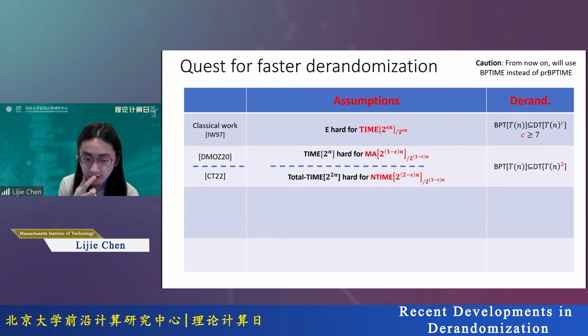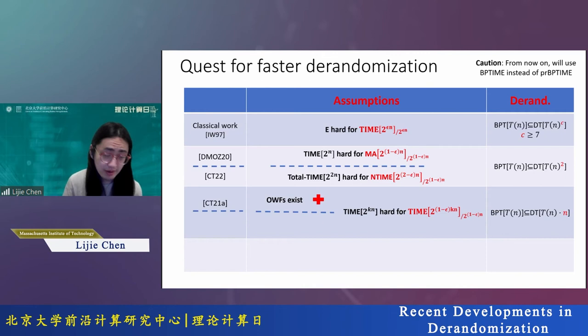So in recent work, we also managed to assume something different for getting the same quadratic overhead. I'm just showing it because it's a somewhat different assumption. But later, in a 2021 paper with Roei Tell, we show that if I assume, first, one-way functions exist, and second, 2 to the kn time is not in 2 to the (1 minus epsilon) kn time with 2 to the (1 minus epsilon) kn bits of advice, then we can actually derandomize T(n) time with an overhead of n.